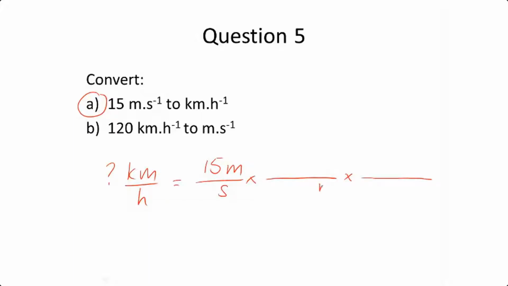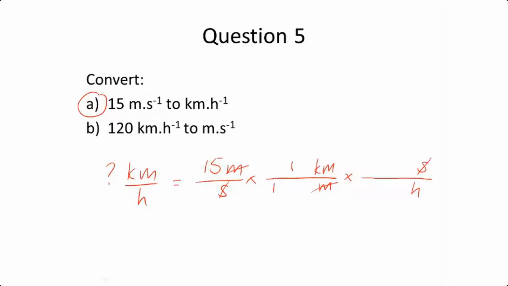One which has meters at the bottom and kilometers at the top, to get rid of the old unit of meters and introduce the required unit of kilometers. And then the second one needs seconds at the top to get rid of the old unit of seconds, and hours at the bottom to introduce the new unit of hours. So we need to ask ourselves, how many kilometers is how many meters?